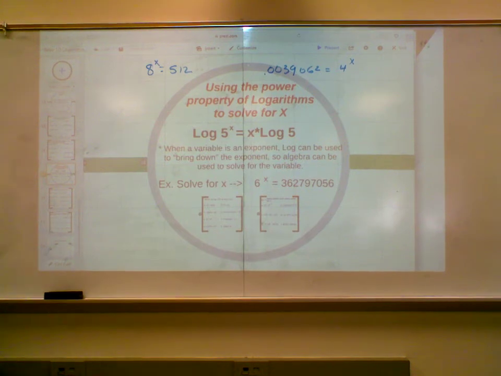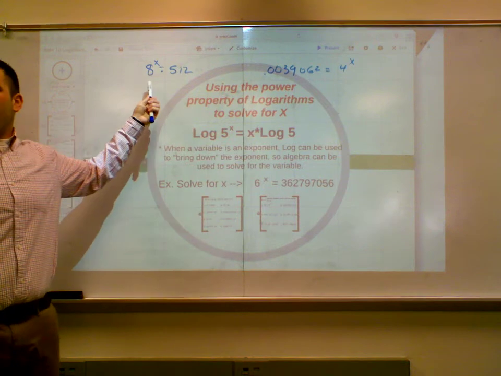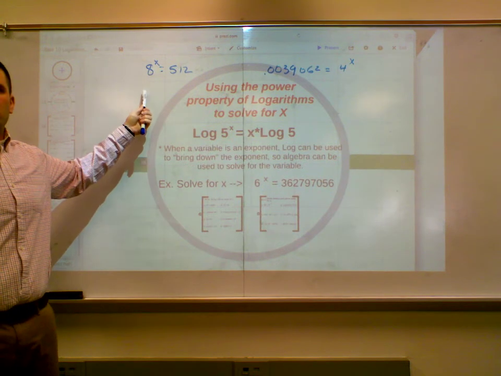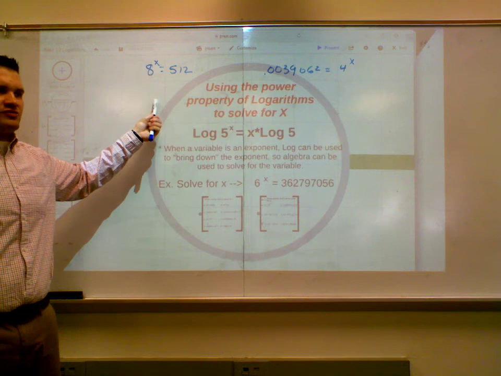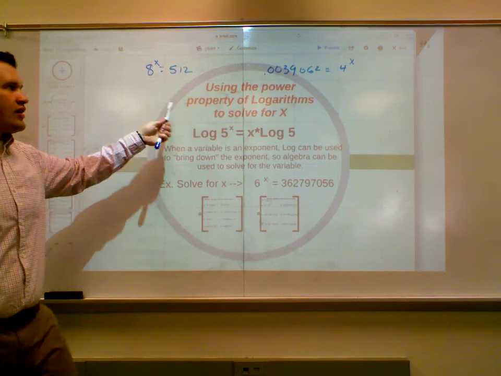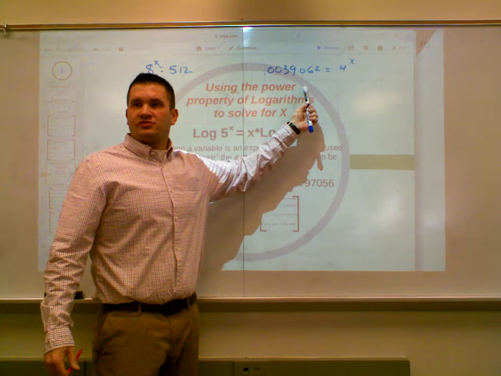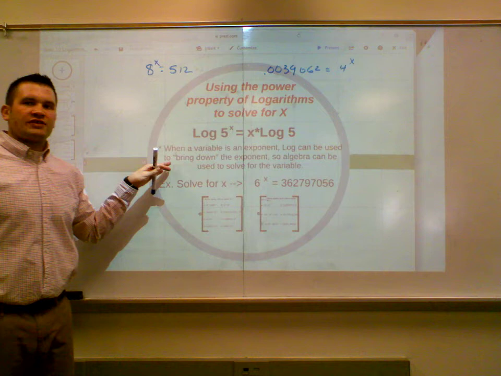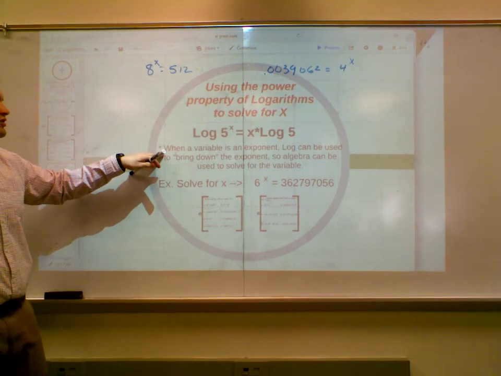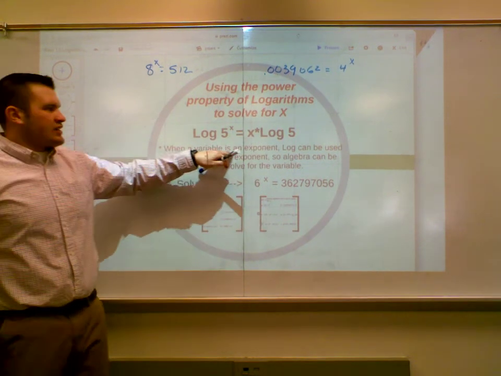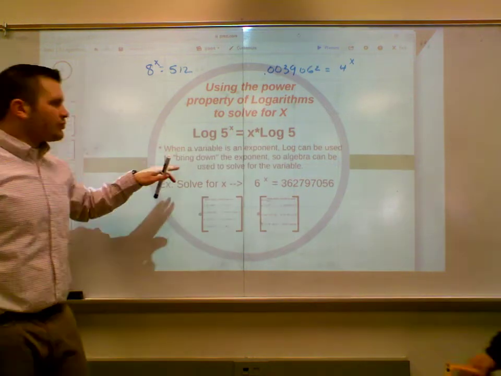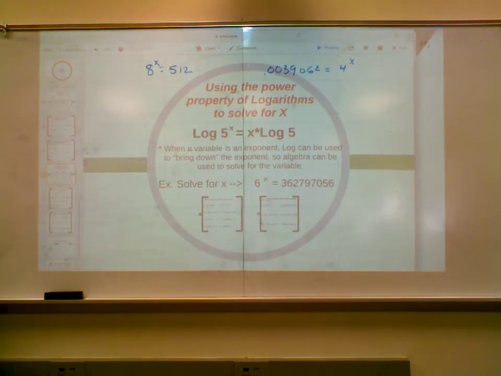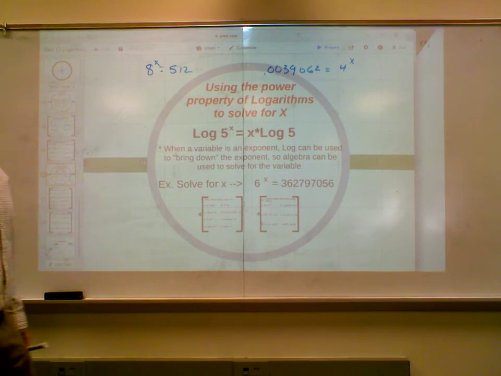In 8 to the x equals 512, could I just solve this using algebra? Can I just divide by 8 and get the answer? No. Can I just divide by 4 and get the answer? No. What we need to do is log both sides, because logging will bring the exponent down. I want you to write this down. So when a variable is an exponent, log can be used to bring down the exponent, so algebra can be used to solve. Write that all down, where it says when a variable is an exponent, dot, dot, dot.